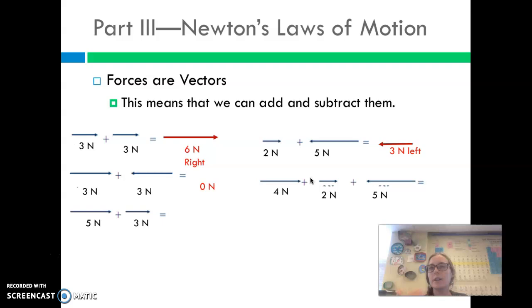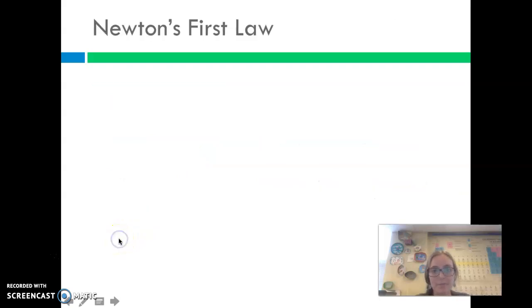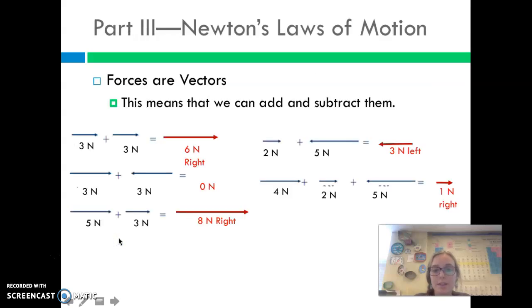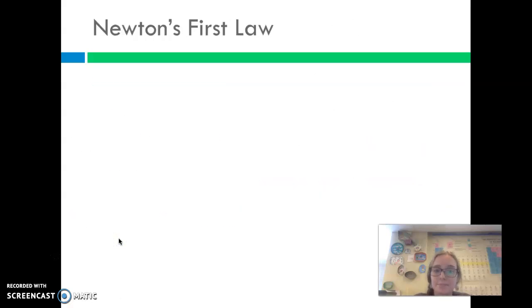Okay, so I have one arrow with 6 newtons to the right, and then a force of 5 newtons to the left counteracts it. So total, I have 1 newton to the right of force. And finally here, 5 newtons to the right and 3 newtons to the right will give us a force of 8 newtons to the right total. So that was just some review from some of the forces and vectors that we have seen.